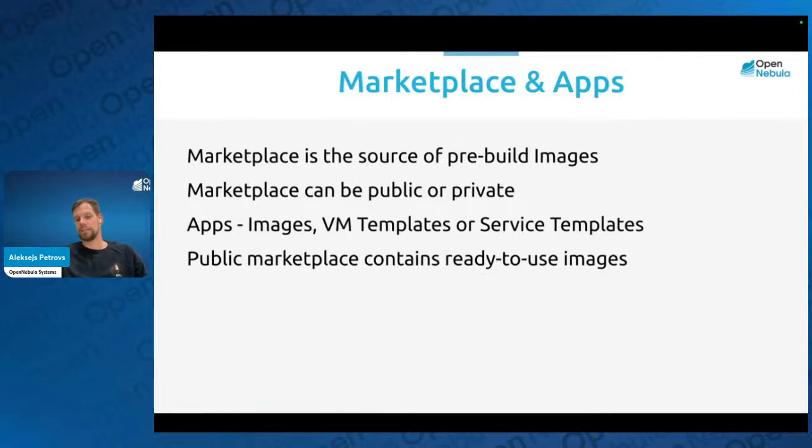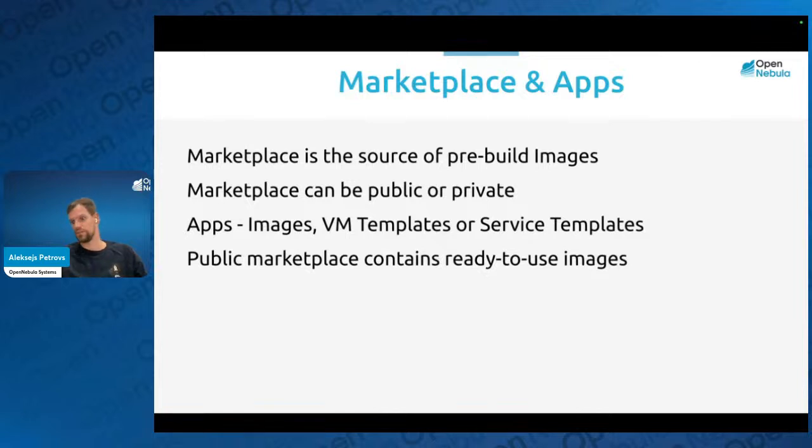But then you are going to use virtual machine templates that define the resources that will be available to the deployed virtual machine, network information, and so on and so forth. All that can be downloaded from the marketplace. So we can say that the marketplace is the source of pre-built images. Marketplaces can be public or private. We have a public marketplace with ready-to-use images, so you can download and use them. They're fine-tuned to work in the OpenNebula environment.